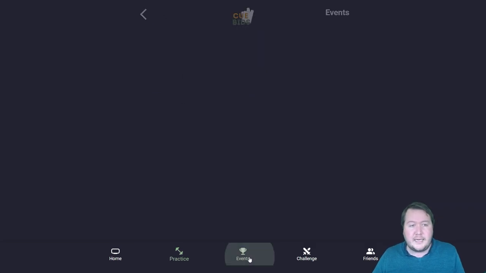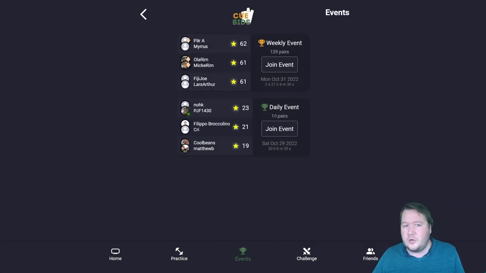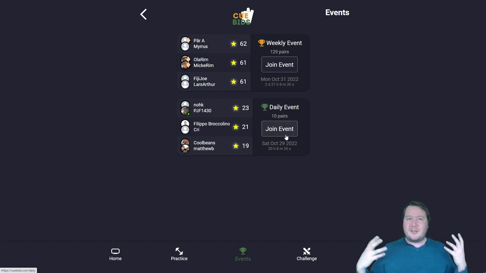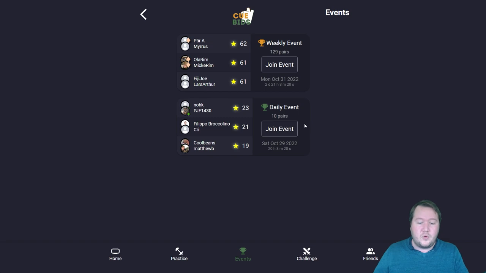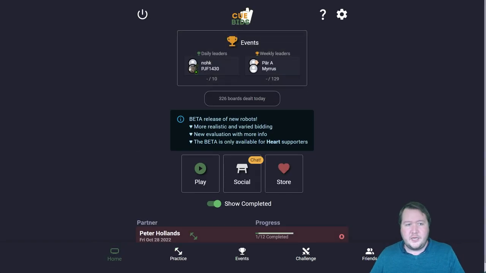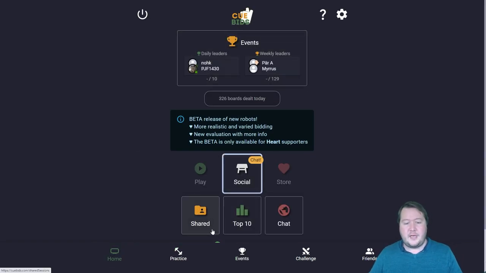I also really like these daily and weekly events. You can join these and see what you can do. Bridge, I think, is a really social game, and being able to have events and see how you actually do against other people is kind of cool as well. It's also got features where you can share some of your boards with other people so you can discuss pretty easily. And there was also that rating system that I kind of like.